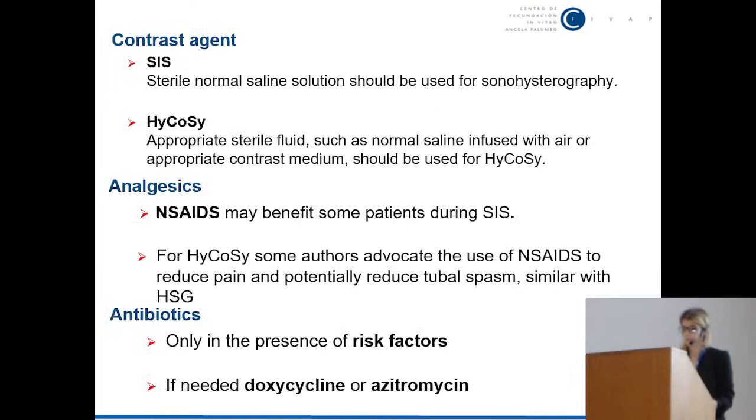In summary, for SIS, we use sterile saline. For ICOSY, it's important to have more contrast, and in the majority of cases, we use saline mixed with air. Otherwise, we can use a specific contrast media, such as X-foam, which I will illustrate at the end of this talk. Analgesic and antibiotic prophylaxis have already been covered by Dr. Garcia in the previous presentation.